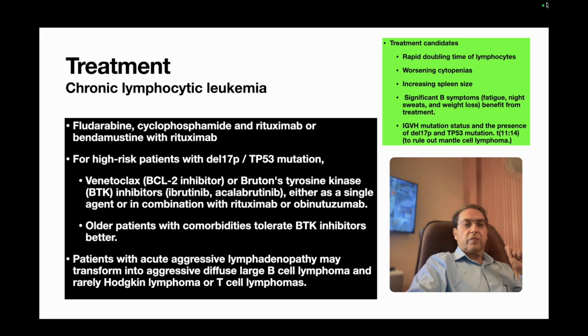Patients with aggressive lymphadenopathy may transform into aggressive diffuse large B-cell lymphoma and rarely Hodgkin's lymphoma or T-cell lymphoma. So these patients require treatment according to their transformation. So this is the outline of leukemia and how we go for the diagnosis and how we plan the treatment of these patients.